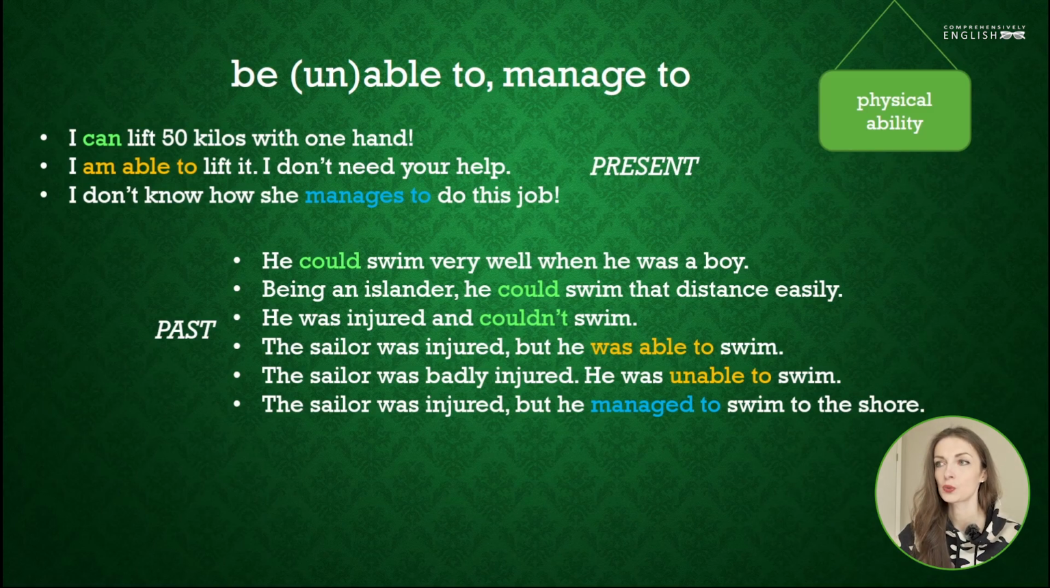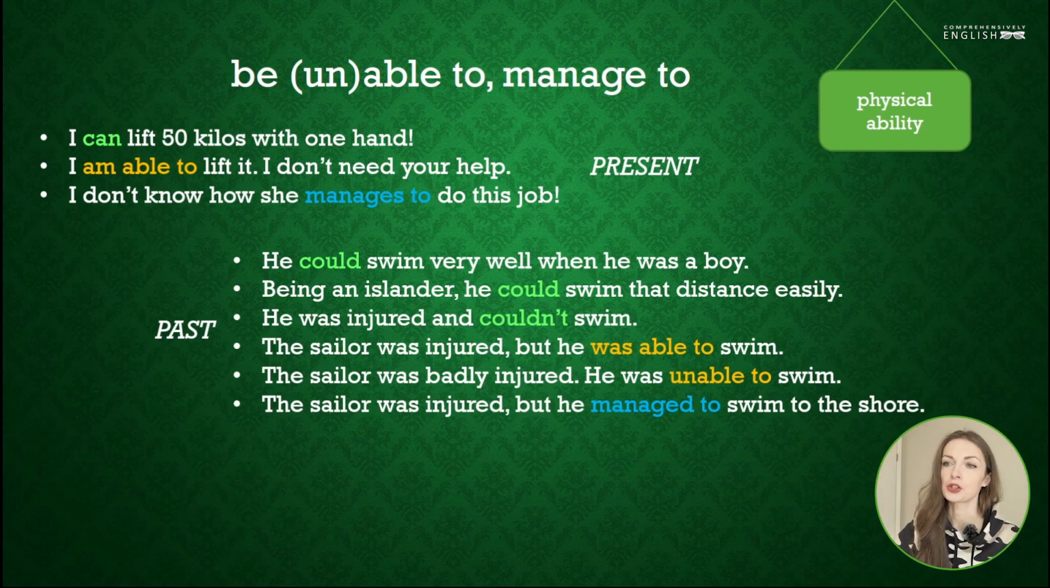In the first sentence, we speak about somebody's ability, physical ability to do something, or about a skill. Yeah, he could swim very well. He was a skillful swimmer. Being an islander, he could swim that distance easily. This sentence expresses a possibility in the past. So we presume that if he is an islander, he can swim. Being an islander, he could swim in that situation. But we don't know whether he did swim or not.